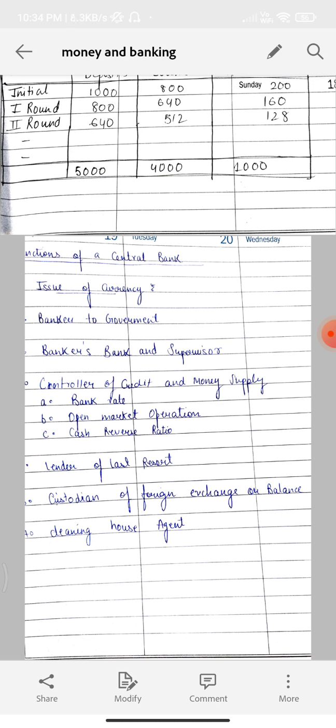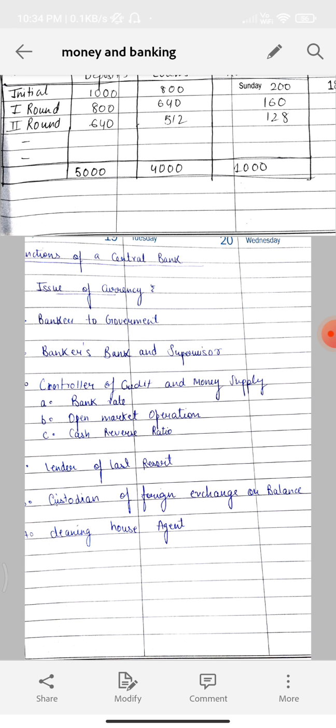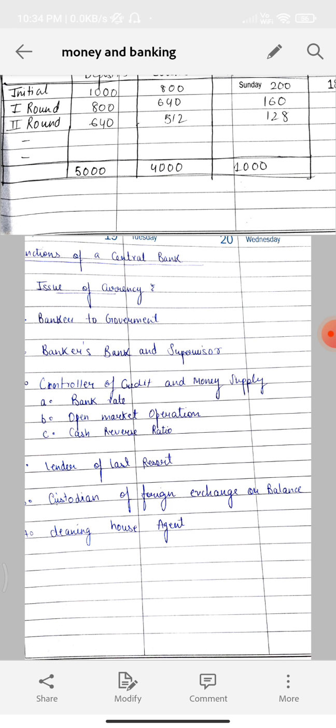The central bank gives loans and advances to the government for a temporary period, and when necessary it also manages the public debt of the country. And one more thing to remember is that the central government can borrow any amount of money from RBI by selling its rupee securities to the latter. This one must be remembered by you.